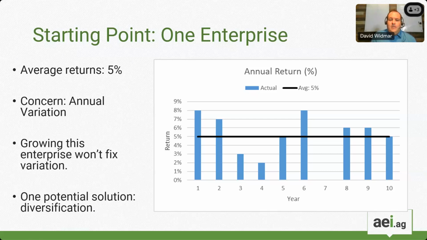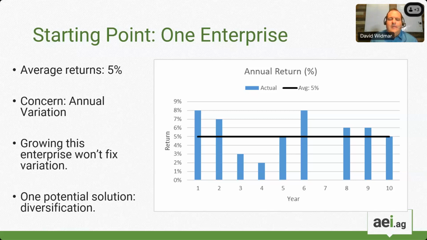But the concern that really comes to mind for a lot of us is not the average return. The average can be deceiving. It's these year-over-year variations. You see in this stream of returns, we had conditions as high as 9% or 8%, 7% in a few years, and as low as 2% or 0%. So it's years 3, 4, and 7 that really give us some pause when we're the manager of this operation, because we still have obligations to meet. We still have maybe a family living expense to cover, and that gets really difficult.